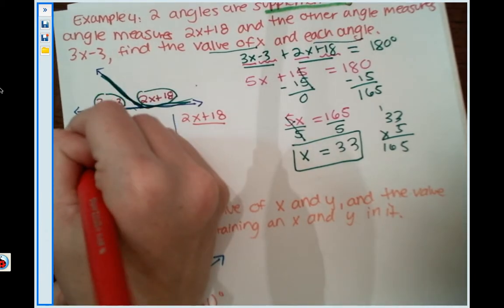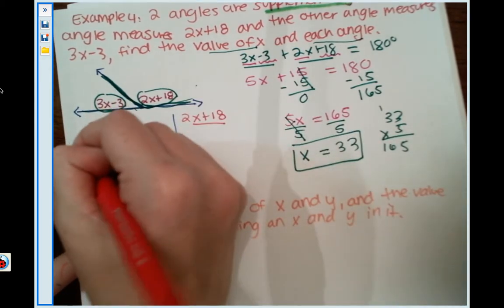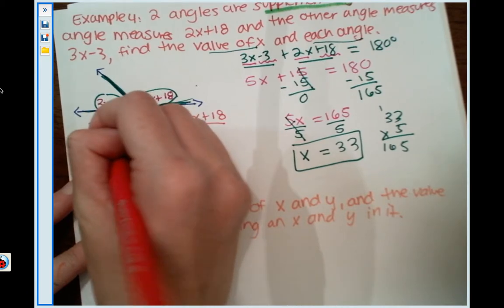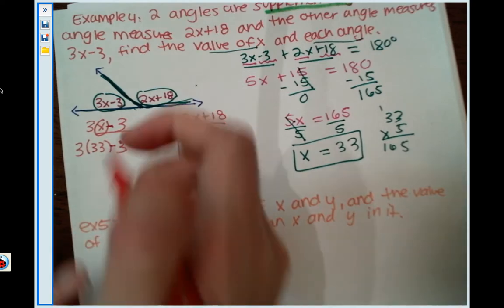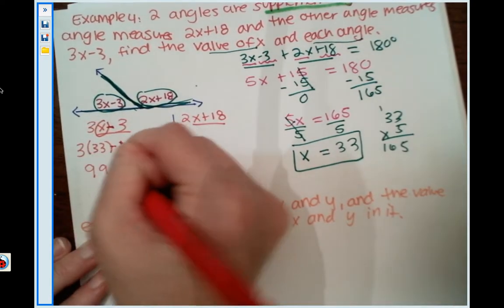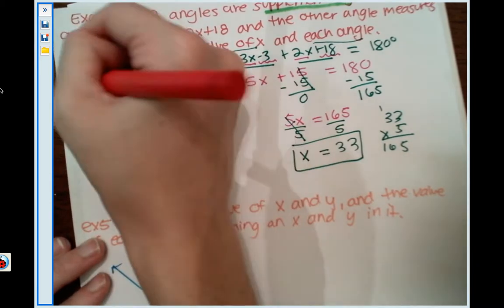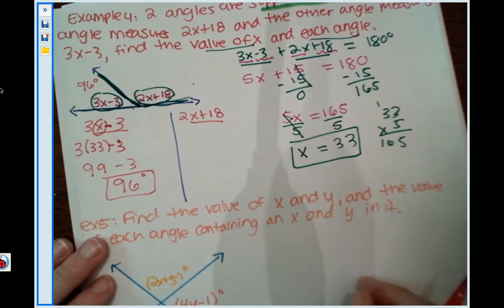So this is going to be 3 times, I'm going to replace my x with a 33. So 3 times 33, minus the 3. That's a minus. Alright, 3 times 33 will give me a 99. Minus the 3 will give me 96. Okay, so one of my angles should be 96 degrees. Holy hot dog. Alright, and then my other angle.